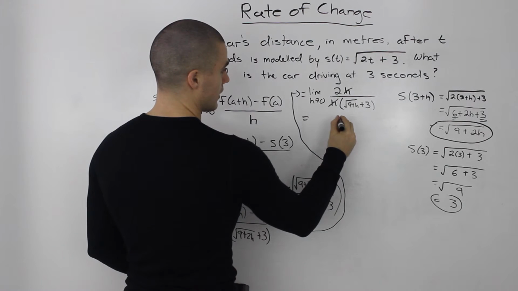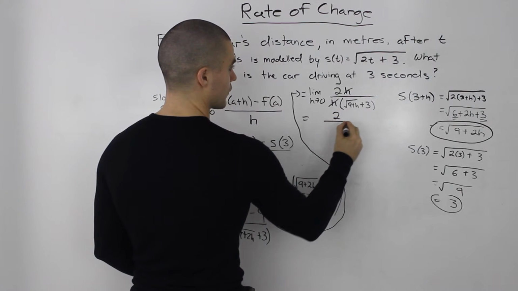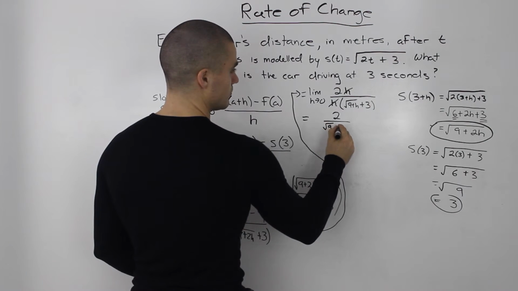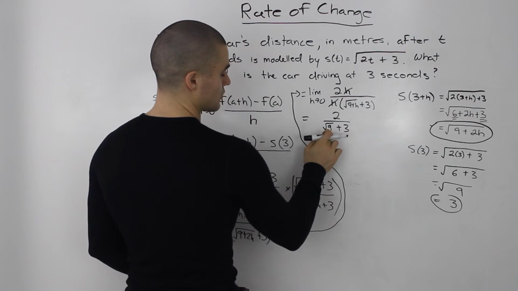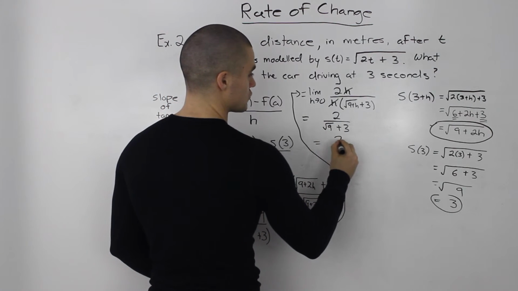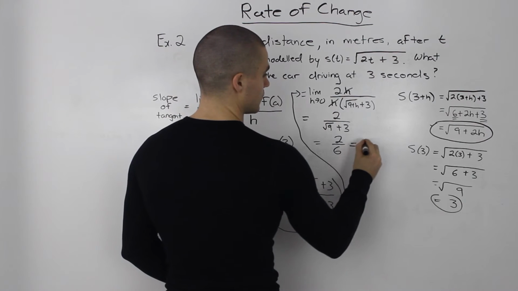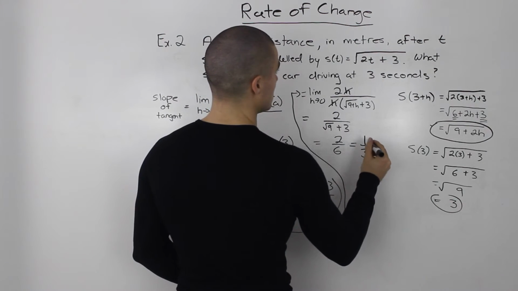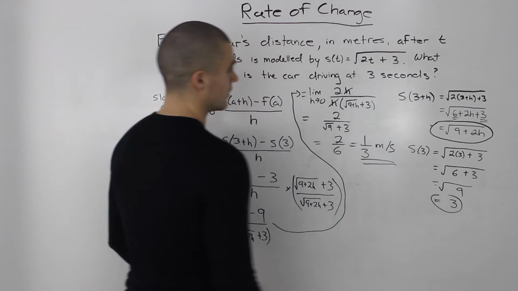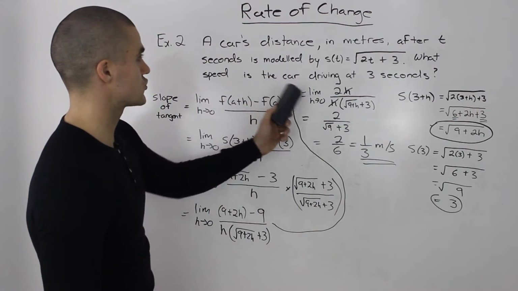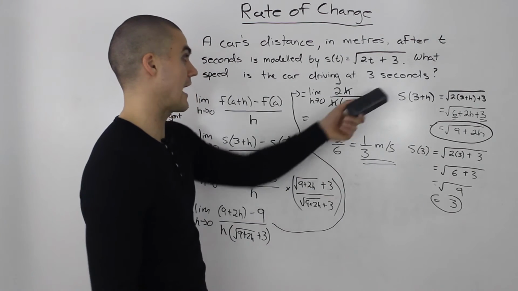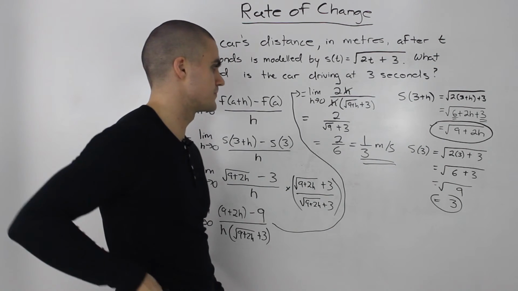So we'll end up with 2 over the square root of 9 plus 0, which is just 9, plus 3. So the square root of 9 is 3, plus 3 is 6, so we'll end up with 2 over 6, which is equal to 1 over 3 meters per second. Okay, so the car is driving at a speed of 1 over 3 meters per second at 3 seconds.